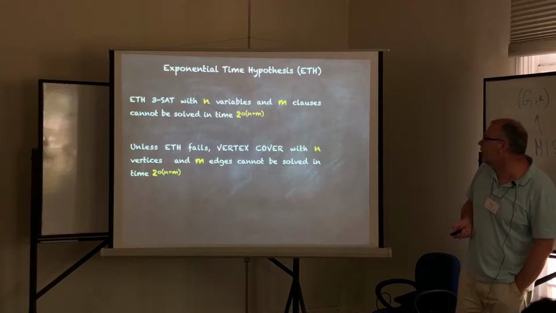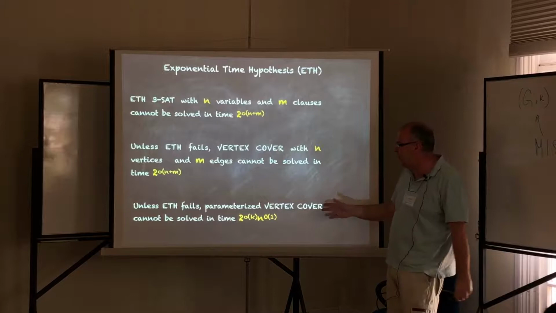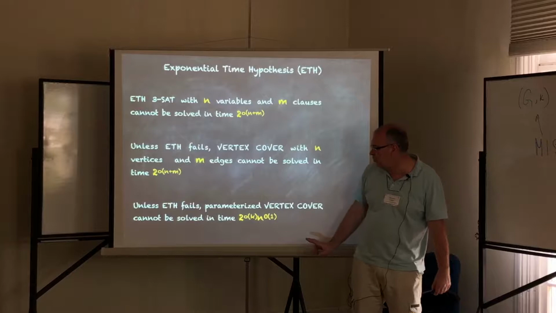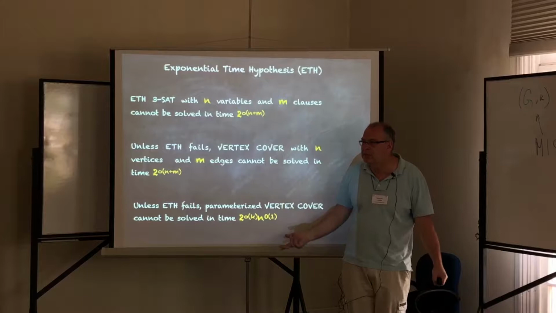Also, this implies that unless ETH fails, there is no parameterized algorithm solving parameterized vertex cover in time 2^(o(k)), because if there were an algorithm solving this problem in 2^(o(k)) time, then if I take my parameter to be n plus m, I would solve vertex cover in this running time, and this would refute ETH.